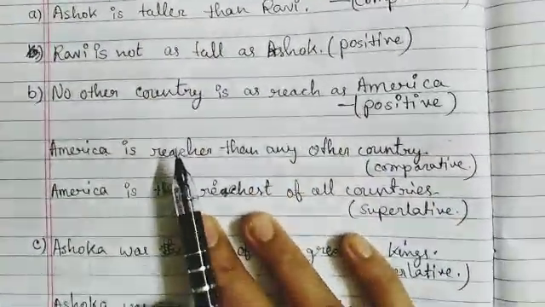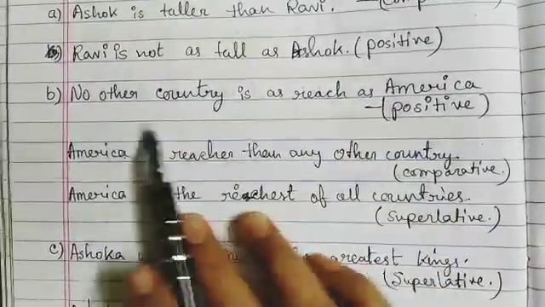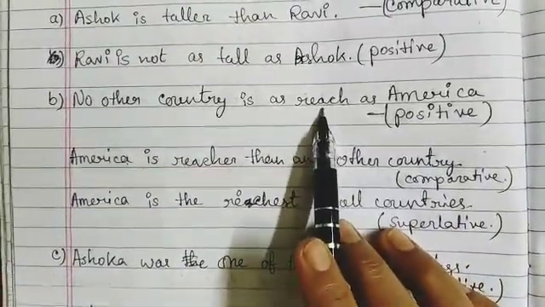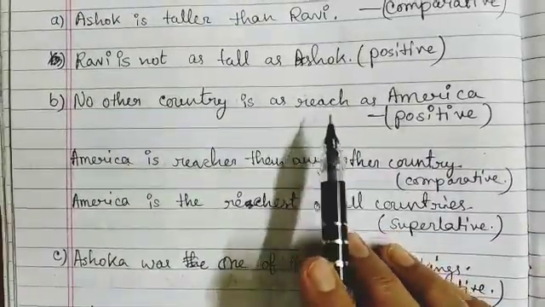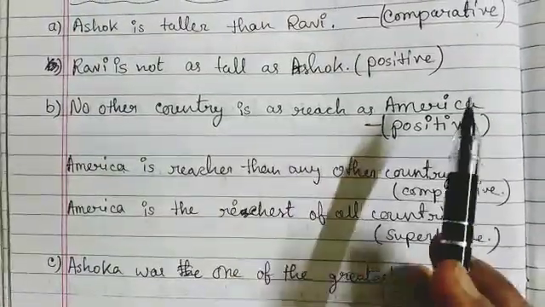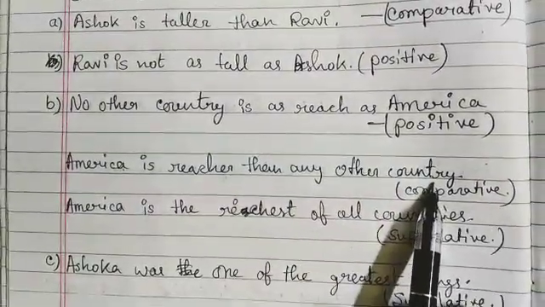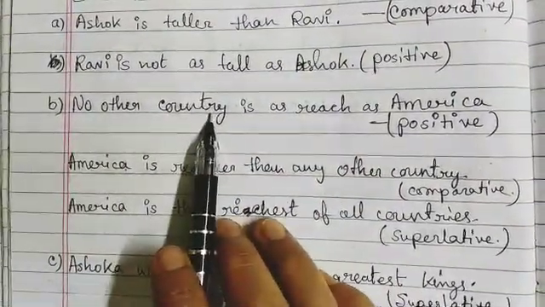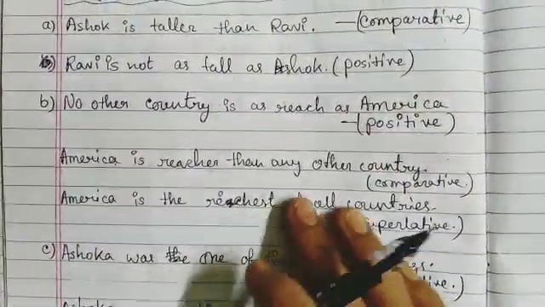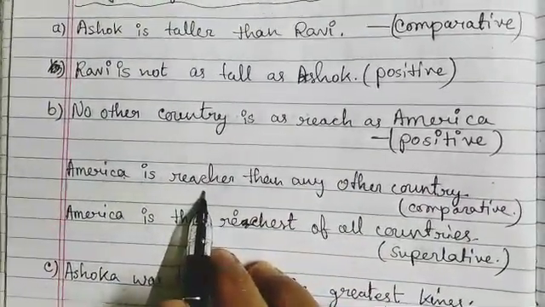Understood? Next, no other country is as rich as America. That means it is in positive degree. Rich, it is in positive degree. And we can make it comparative and superlative also. So how can we make that? America is richer than any other country. There is no other country as rich as it. So richer than any other country. We have used richer, and this is in comparative degree.